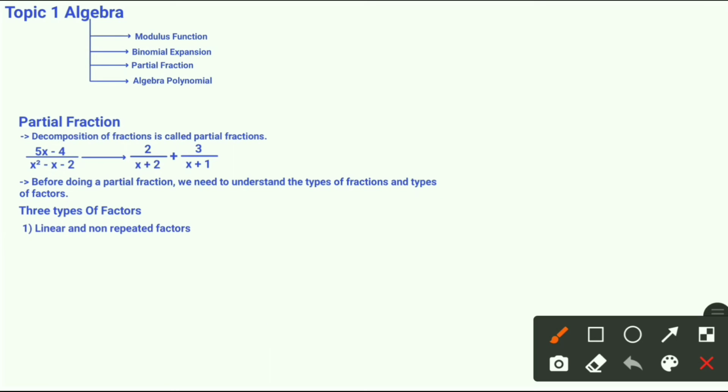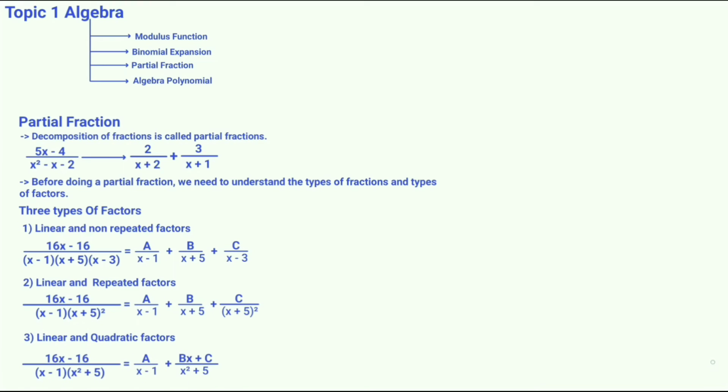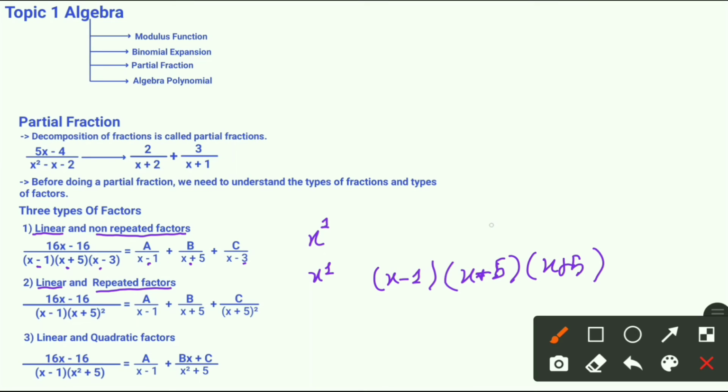There are 3 types of factors: linear and non-repeated factors, linear and repeated factors, and linear and quadratic factors. Linear means x of power 1, and non-repeated factors means each factor is different. Linear and repeated factors: linear, x of power 1, and repeated. So this is 1, this is 2 and this is 3. There are 3 factors and 2 of them are repeated. Linear and quadratic factors: we have a linear, which is x of power 1, and quadratic, which is x of power 2. So these are types of factors.